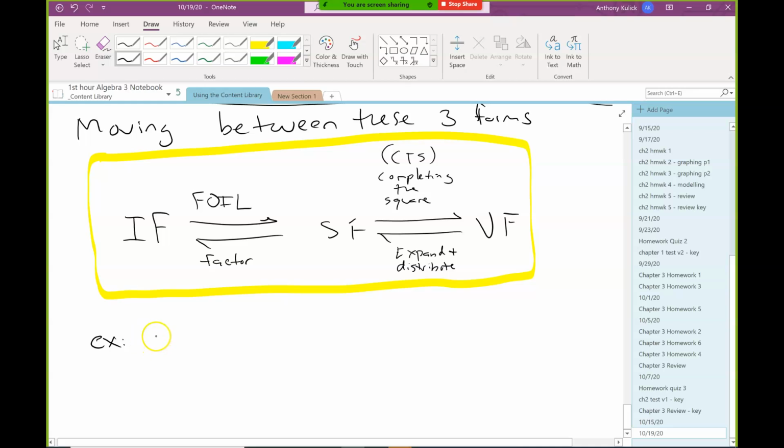So let's look at some examples. The first place we'll start is just going from intercept form to standard form. We'll just do some examples of doing this to start with. Okay?